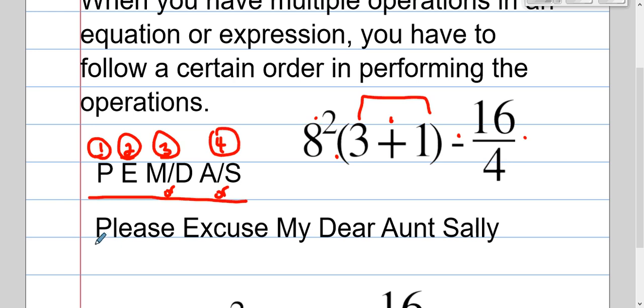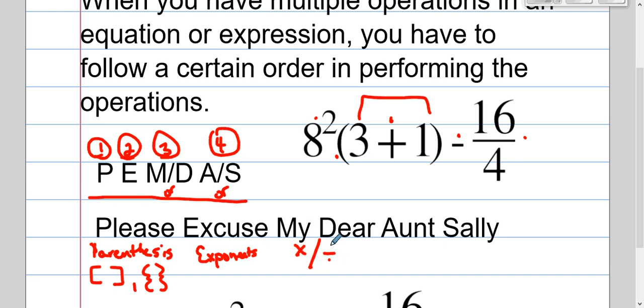Remember, this means parentheses. Parentheses includes brackets also, like this. Exponents for excuse. My dear, that would be multiplication or division. Aunt Sally, that would be addition or subtraction.